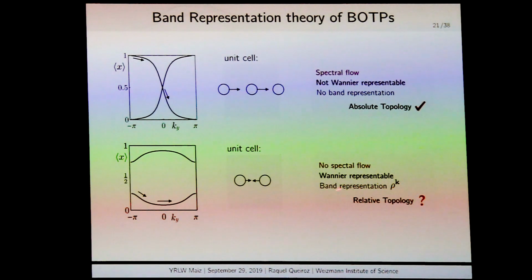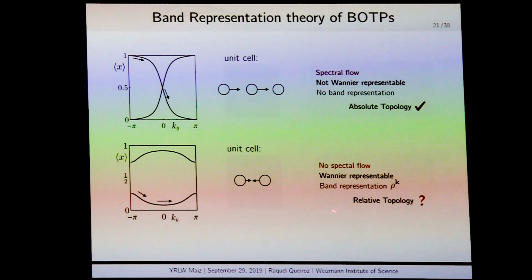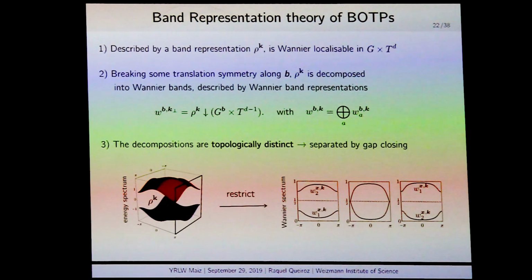But I can still have some relative topology. With this, I can still tell differences apart. For example, I could tell if two systems have different band representations, that would be different obstructed atomic limits. But we have a further point, which is that there's actually relative topology within a single band representation.